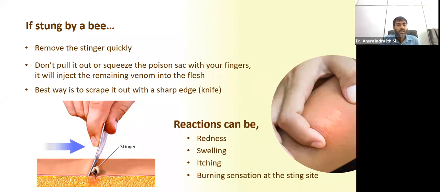Now, I explained this one earlier. If you are stung by a bee, you have to remove the stinger as quickly as possible, but make sure not to squeeze it with your fingers, because then you will squeeze the poison sac that I explained already. Rather, you can use a sharp knife or something like that and slowly scrape it out.